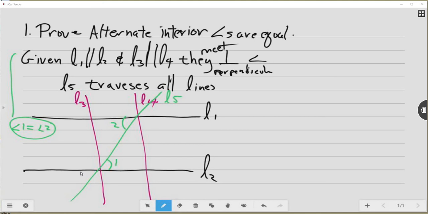Let's see how we can improve this. Number 1: because L1 and L2 are parallel, by definition they're always the same distance apart. So I'm going to say that this is congruent to this. And what else? These are parallel lines, so the distance between them is equal. So this is congruent to this.